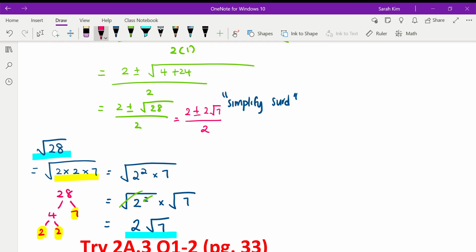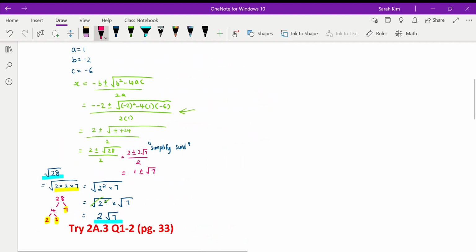Now, as you can see, it's divided by 2, so I can apply that to every term. So 2 divided by 2 is 1, plus or minus, and then the 2 goes away, so I just get square root 7. And that is my simplified answer.